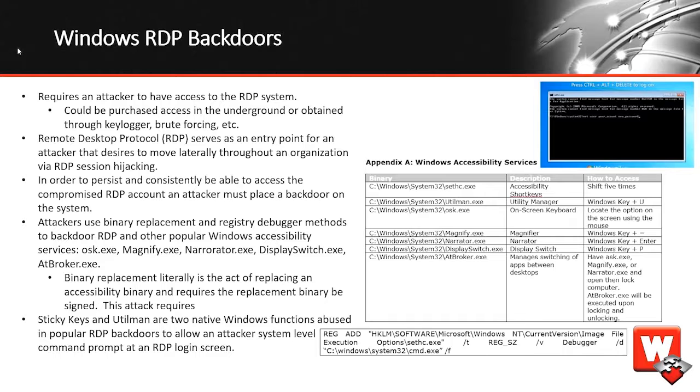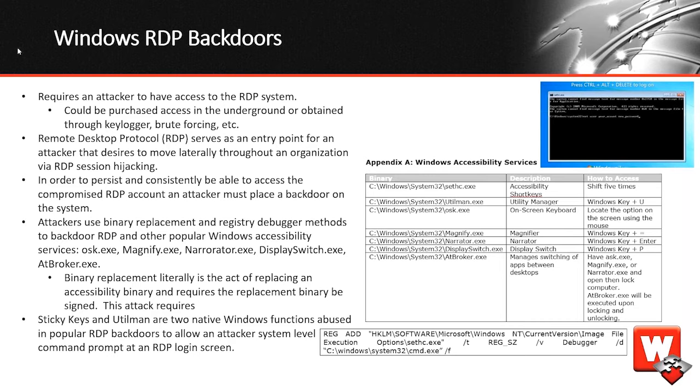The first topic we have this week is Windows RDP backdoors, and they require an attacker to have access to the RDP. This access could be purchased in the underground, obtained through keylogger, brute forcing, or other means. Remote desktop protocol serves as an entry point for an attacker that desires to move laterally throughout an organization via RDP session hijacking. In order to persist and consistently be able to access the compromised RDP account, an attacker must place a backdoor on the system.